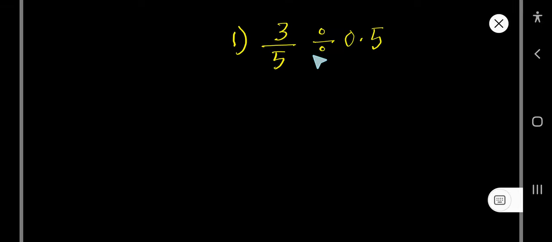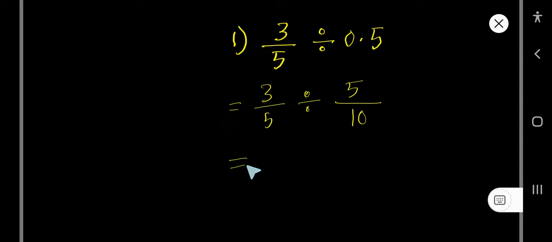So look, we need to divide this fraction by this decimal number. So at first, we'll change this decimal number to a fraction. So how to do that? Write the number, removing the decimal, we are getting 5. So this will be the numerator. And now, after the decimal, you need to consider 10 for every digit. For 5, we'll write 10, right?